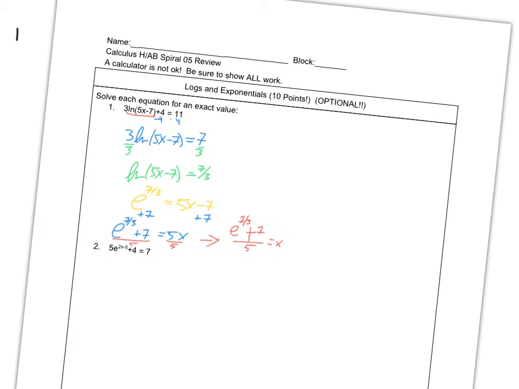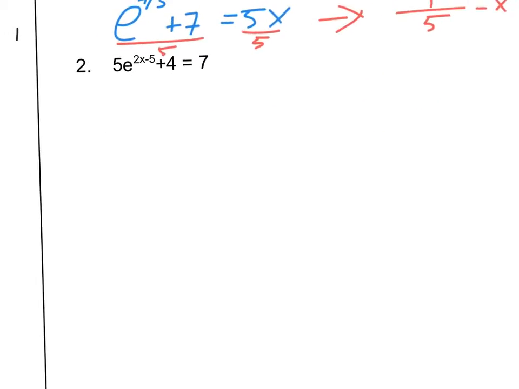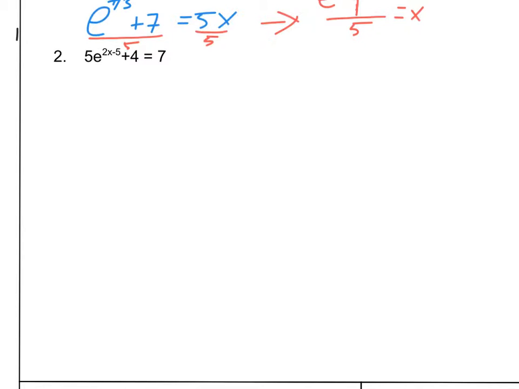For number 2, which I guess is right below that, we can do the same thing, but instead of getting a log by itself, we've got to get an exponential part by itself. I'm going to -4 to both sides, and when I do that, we get 5e to the 2x minus 5 is equal to 3. Then we divide both sides by 5. And I got e to the 2x minus 5 is equal to 3/5.